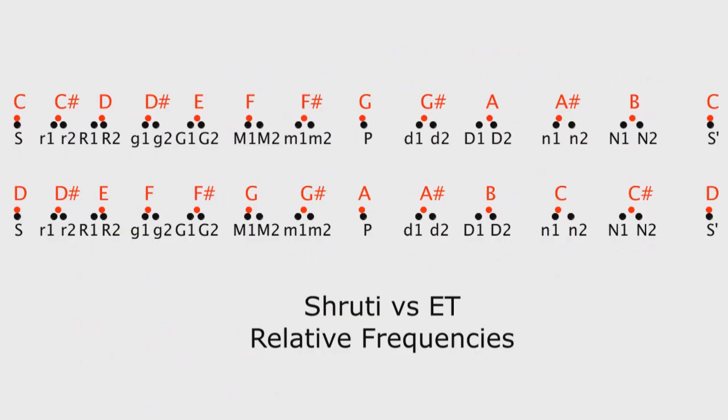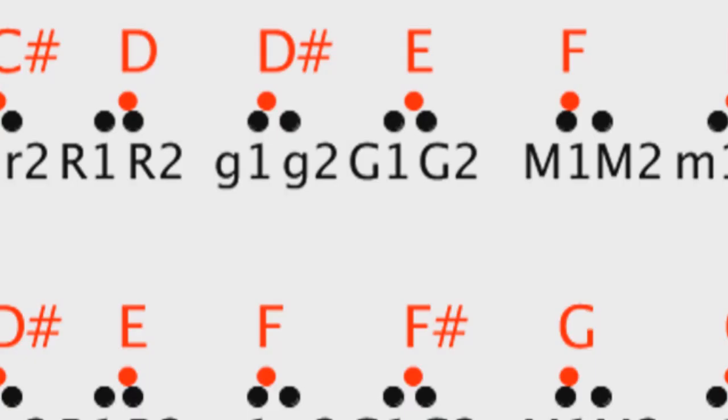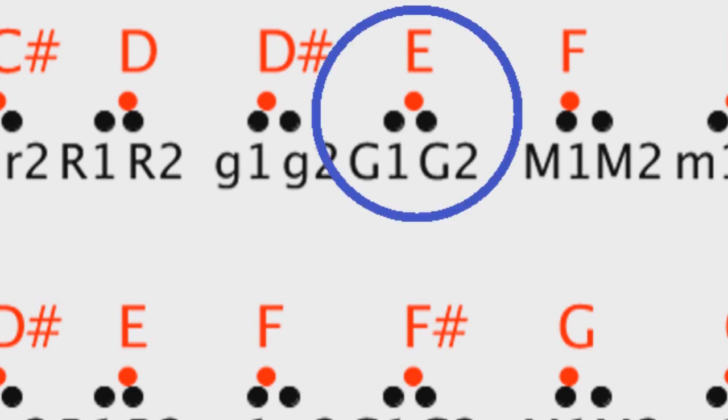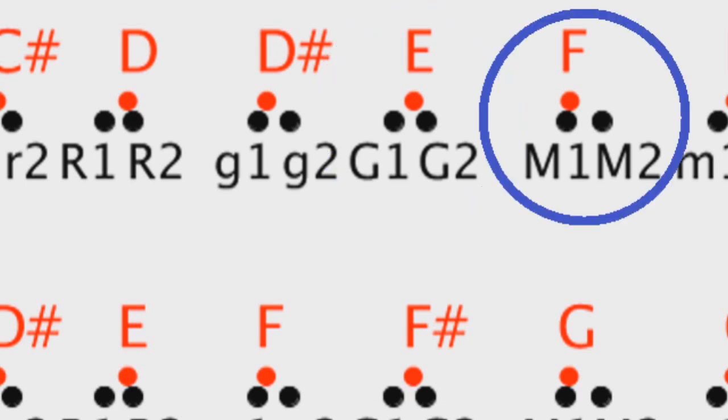I did this diagram using Processing to get a feel for the relative positions of the Shruti and 12 TET notes. The width of the page is set as a 1 octave range. Then the program puts a dot for each note position based on the frequency of the note. In the case of note E, for example, we see that it's almost as far from G1 as it is from G2, but in the case of note F, it's a lot closer to M1 than M2.